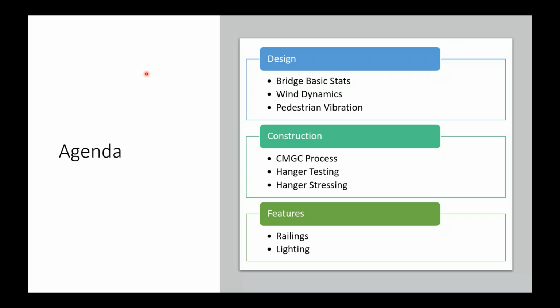I'll talk about dynamics for quite a bit in the design phase and what considerations have to be made in the dynamics for cable supported bridges. We get into construction, and again, the item that differentiates this type of bridge from conventional construction is mostly the hangers and the cable system. And then at the end, I'll briefly touch on some of the aesthetic features of the bridge.